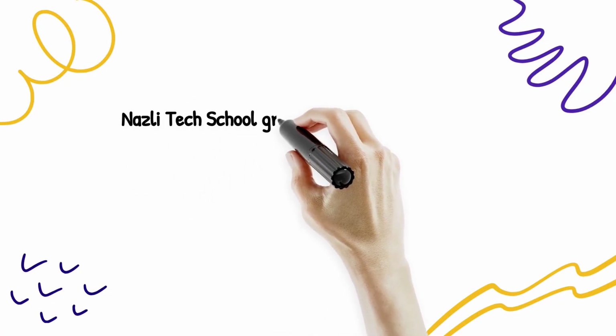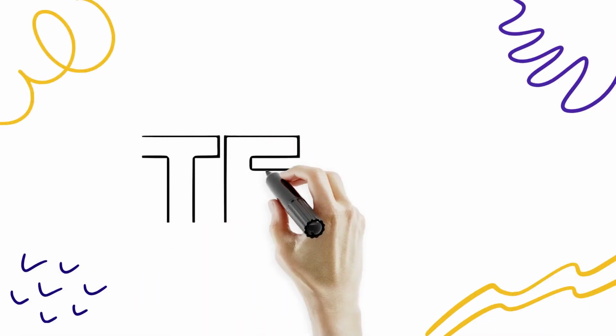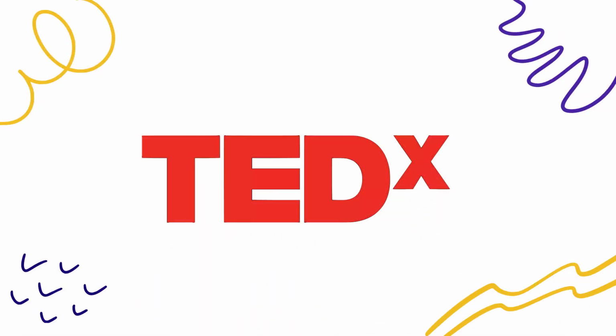And the results speak for themselves. Nazli Tech School graduates are now working at companies like Microsoft and Samsung. They've spoken on TEDx stages, and they're building cutting-edge AI at UC Berkeley.